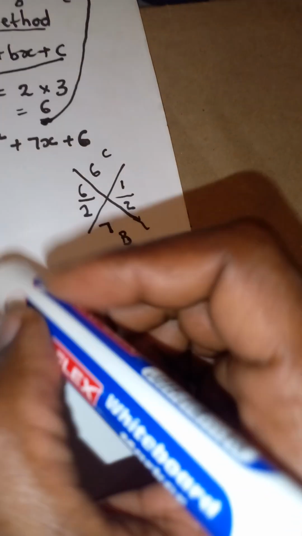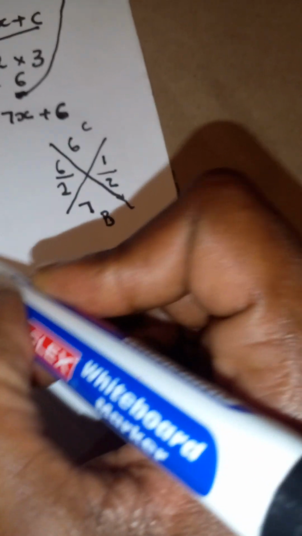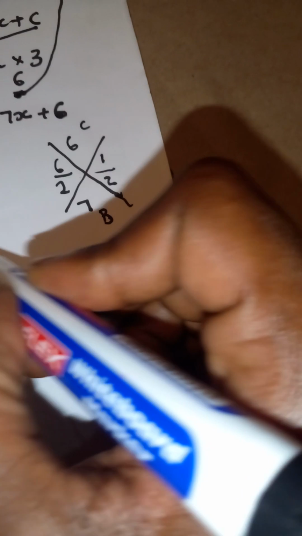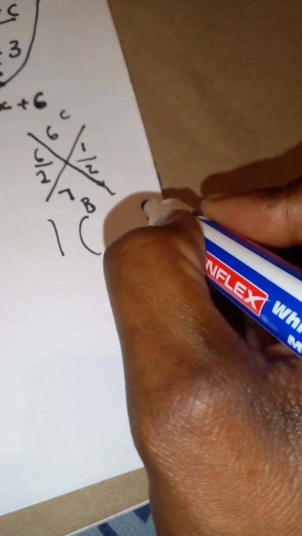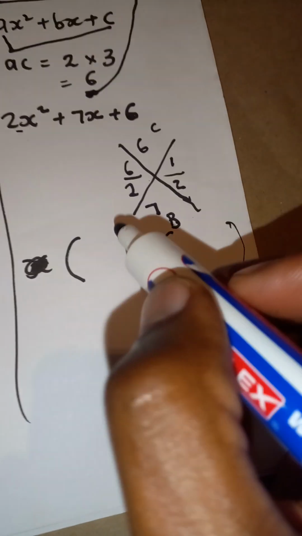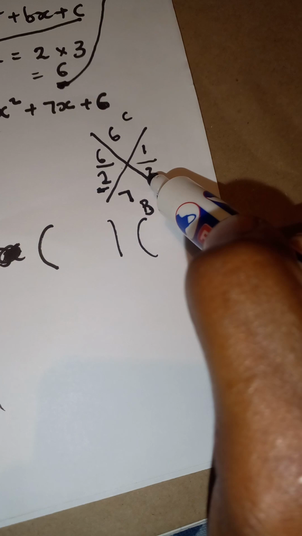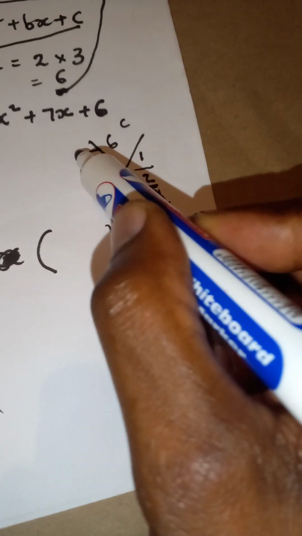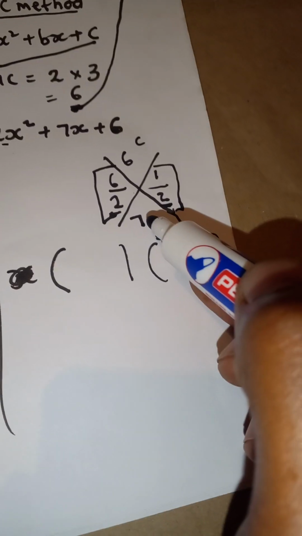Then once you are here, then you open your what? Your 2 brackets. Sorry guys, I shouldn't be writing X. I'm saying we're opening our 2 brackets. What do you put here? Now we're going to be focusing on these 2. 6 over 2 and what? And 1 over 2. Okay.